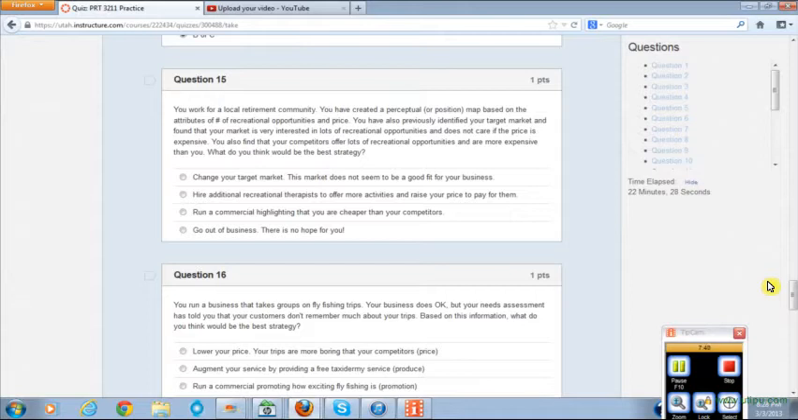Hire additional recreational therapists to offer more activities and raise your price to pay for them. Okay. This addresses our problem. It gets us closer to our target market by getting more rec opportunities, and they don't care about price. We've already raised it. It's an acceptable solution. This is why I would tell you this is not the best solution. That market is already crowded. All your competitors are doing this. They have lots of rec. They're expensive. It is a crowded market. Doing this kind of radical change of your business is rarely an effective or practical strategy.